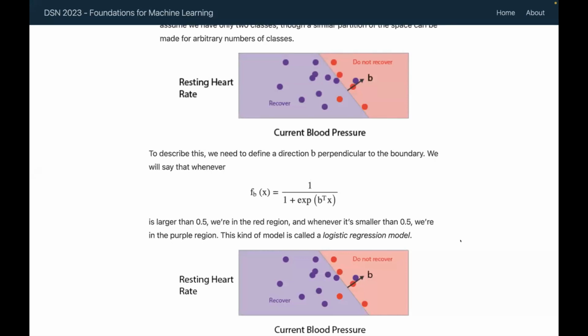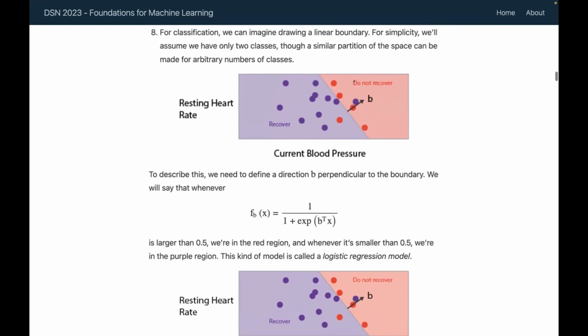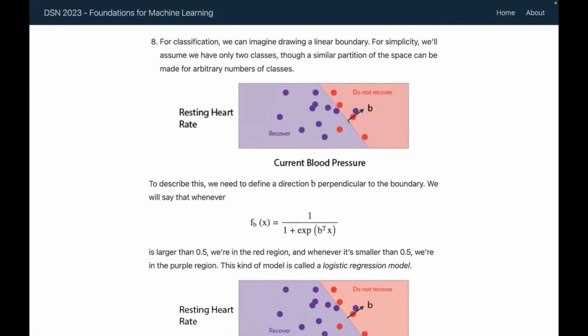Okay, so I see a question. The question is, how do we explain the pink ball in the recover section, and the purple ball in the do not recover? Is this an error? The question, if I understand correctly, is thinking that if this is really defining recover and do not recover, why would there ever be any flipped colors?